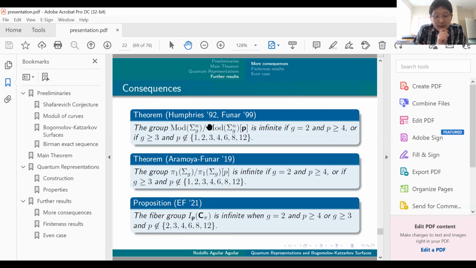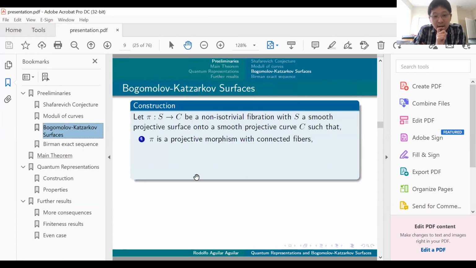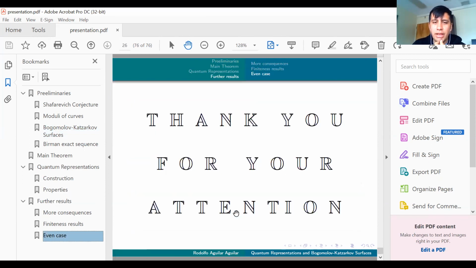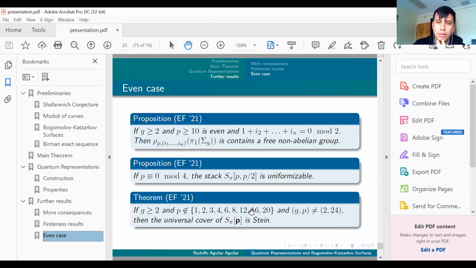So then, let me ask one more question. You discussed this Bogomolov-Katzarkov surface. But is there any other possible candidate we need to investigate among these algebraic surfaces? I think there are, of course, some cases remaining, very few cases. We need to consider these cases for the Bogomolov-Katzarkov surfaces.